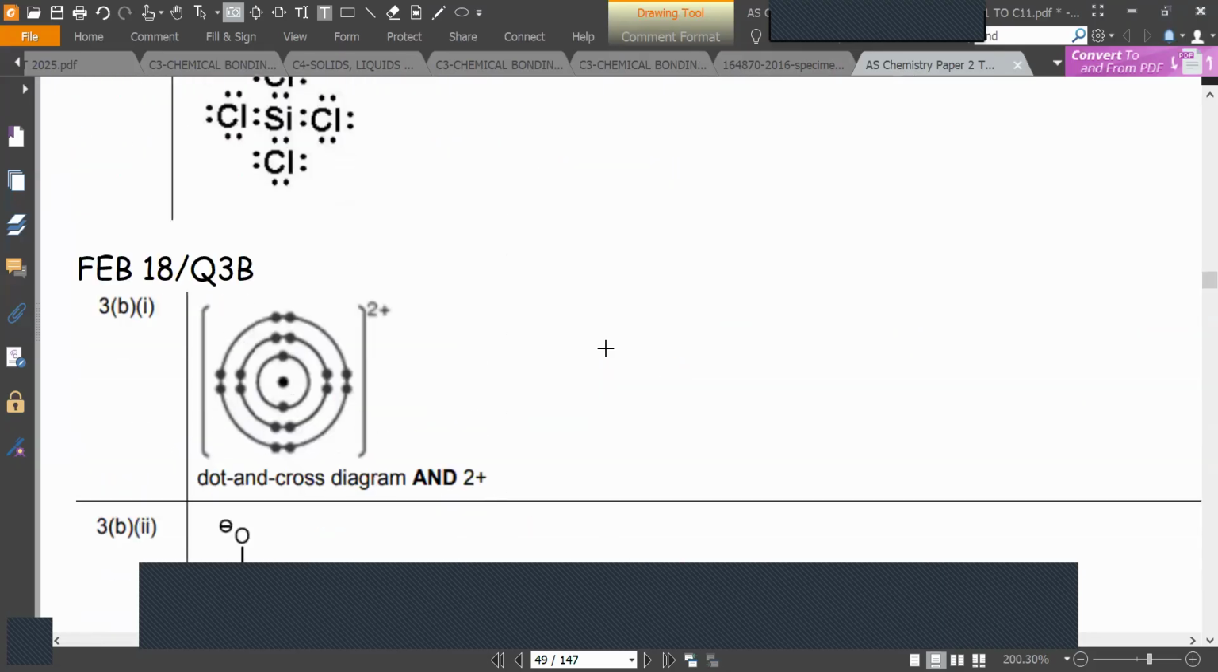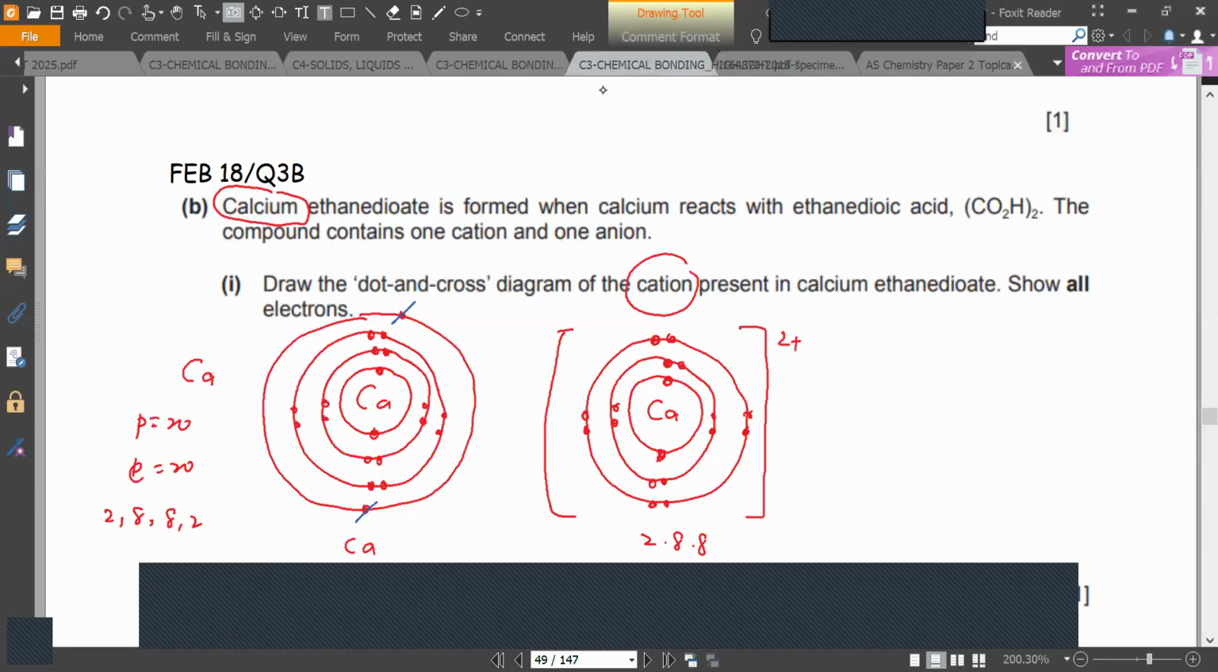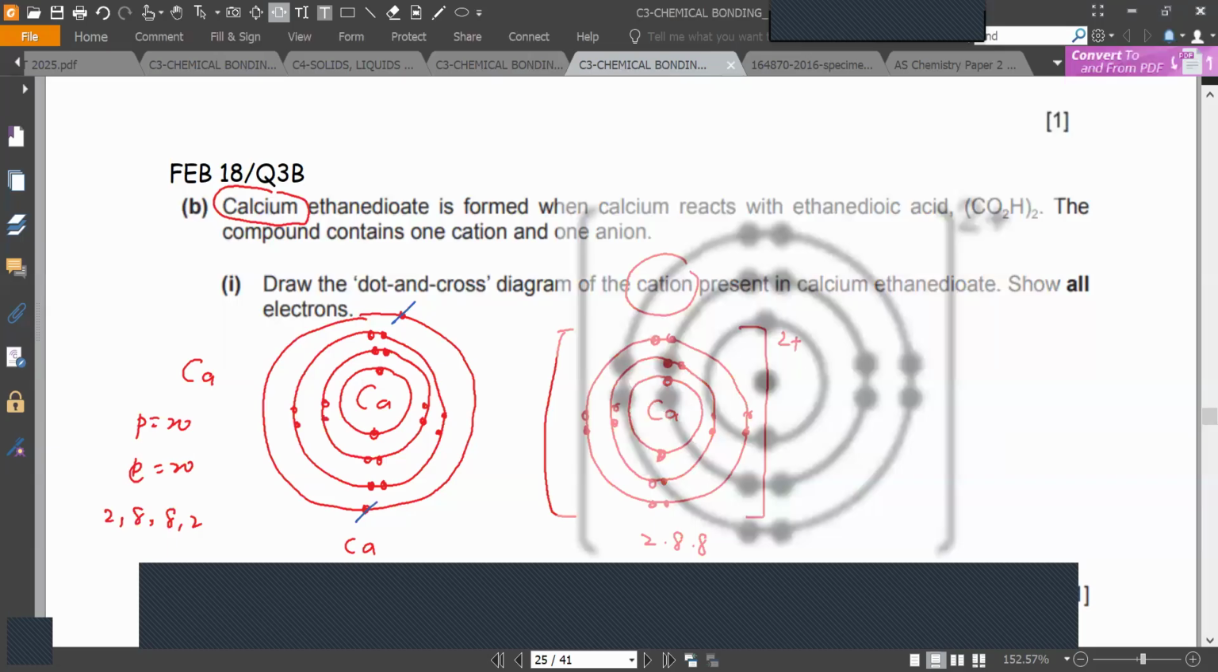So it's like this: 2, 8, 8 with the 2 plus charge.